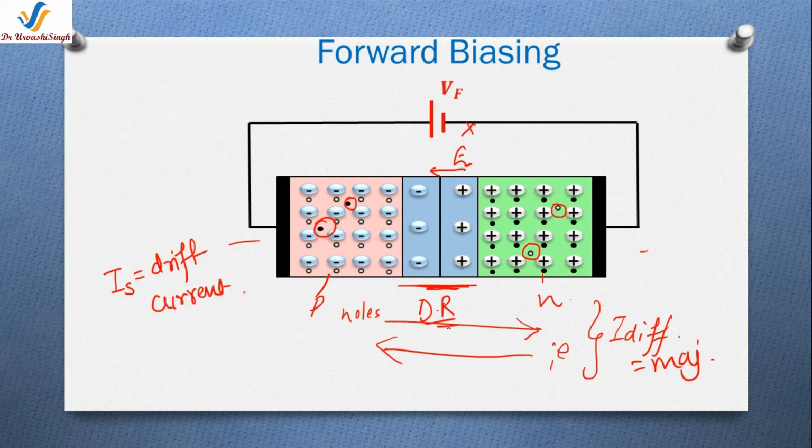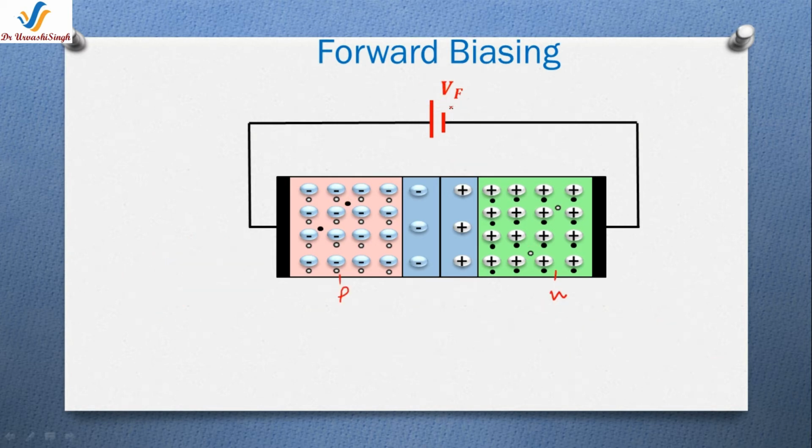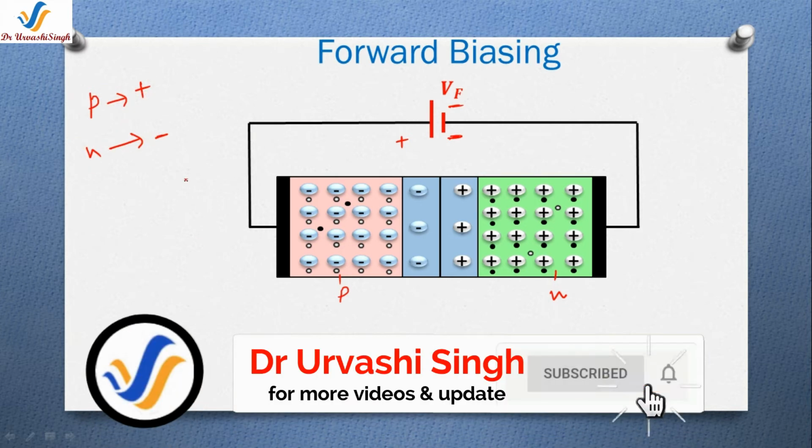Now let's see how the applied voltage makes a difference in the operation of the PN junction. So when a voltage VF is applied across the PN junction diode, the P side is connected to the positive of the voltage and N side is connected to the negative. It is called forward biasing. So P is connected to positive terminal and N to the negative terminal. It is very easy to remember this.